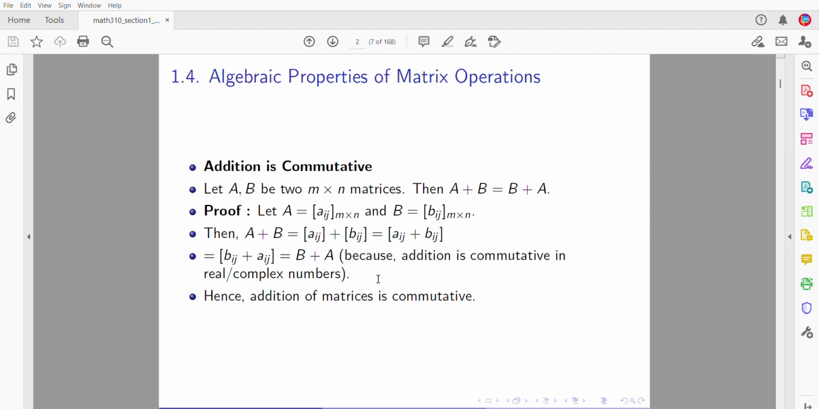This, starting from "let" until "commutative" full stop, is what is called a proof. You should be able to reproduce the proof using sentences, full stop marks, and clearly stated explanation. Basically, we are saying matrix addition is commutative because addition is commutative in the real or complex numbers. That's the crux of your proof. Starting from here until here, you should be able to reproduce if you are asked to prove that matrix addition is commutative.